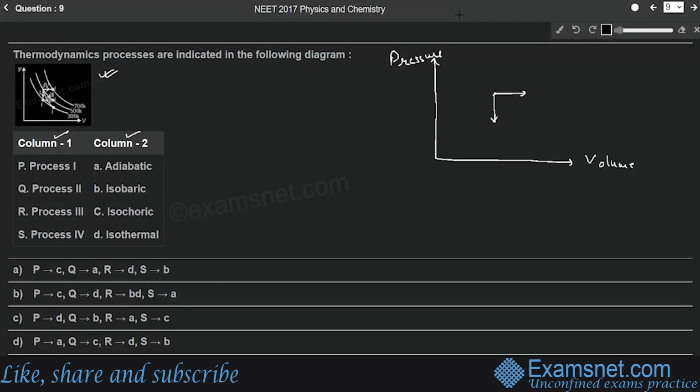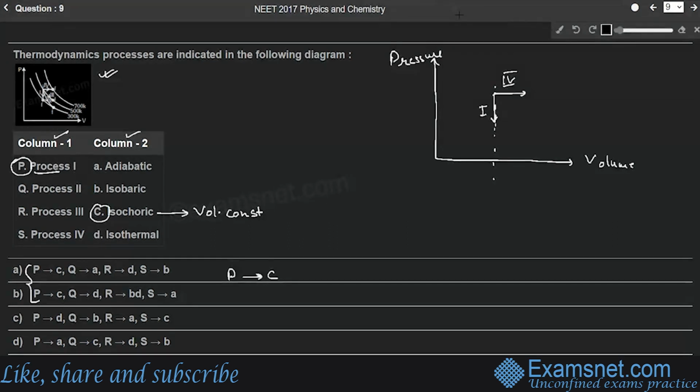This horizontal one is graph number 4 and this vertical one is graph number 1. Okay. So we know that in the graph number 1, volume is constant. Okay. So what type of process is this? Isochoric process. Okay. So in case of isochoric, what happens? Volume remains constant. So graph number 1, that is process 1, or we can say P, will be matched with C, that is isochoric. Okay, so P will be matched with C. That means either option A or B can be the correct answer.